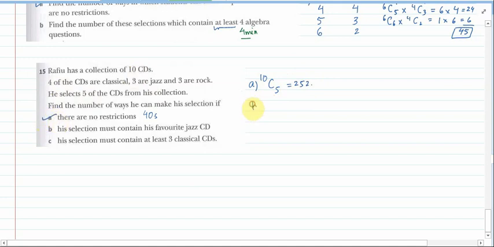For part B, his selection must contain his favorite jazz CD. Now, the presence of the jazz CD is mandatory. His selection must contain his favorite jazz CD, that means it talks about one jazz CD. Alright, so give it a try first by yourself, and you have a time of 2 minutes for part B, so start.